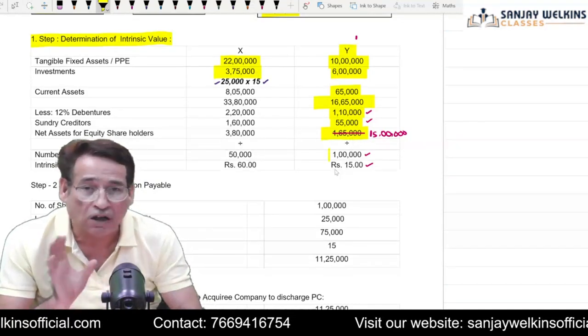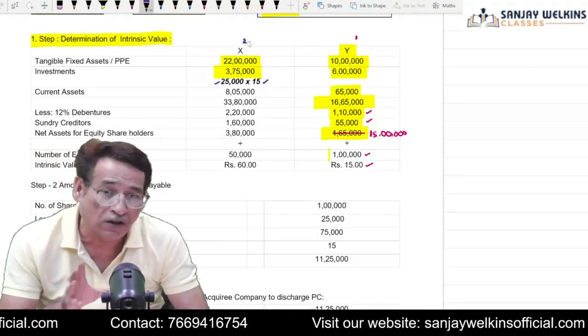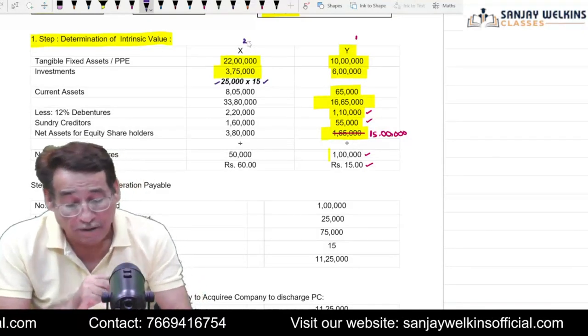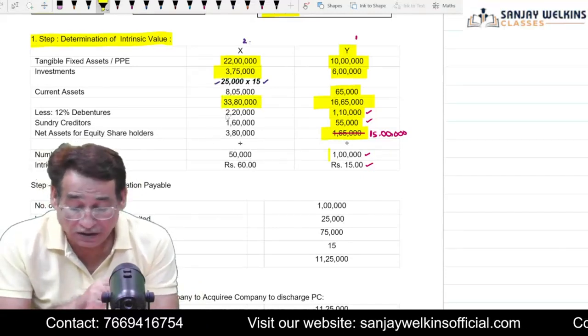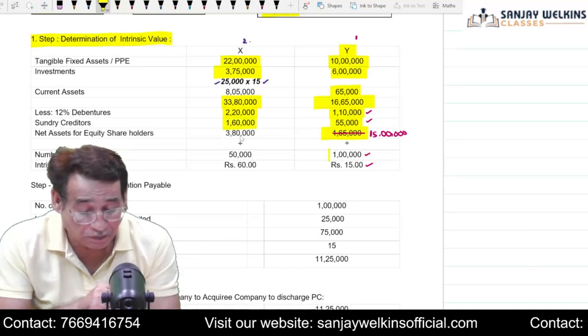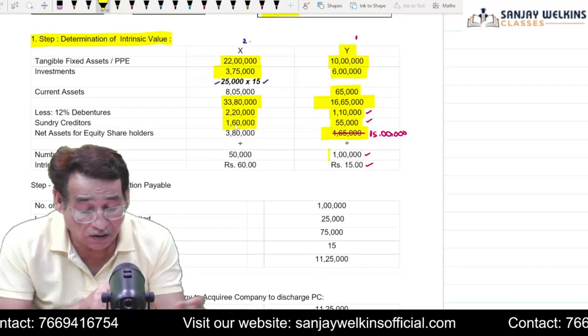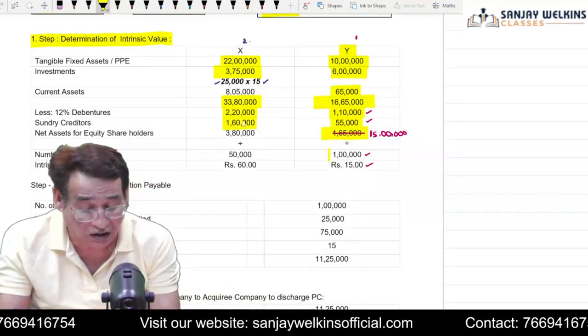That is why the intrinsic value of Y Limited will be computed first, and then you are going to compute the intrinsic value of X Limited. So once you have computed the intrinsic value of X Limited, total assets, then subtract the liabilities, then you will get, I think, 33,380,000.